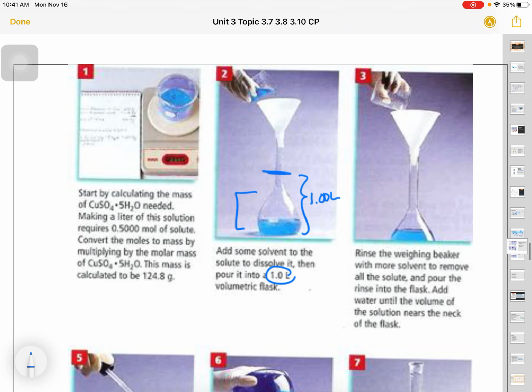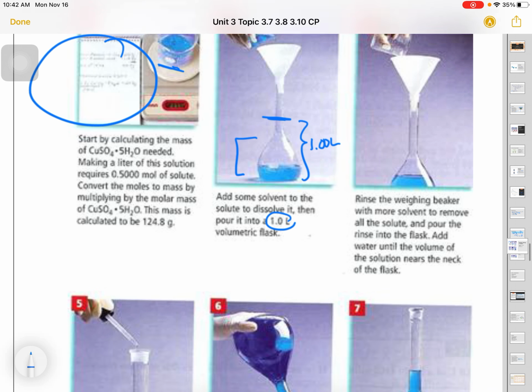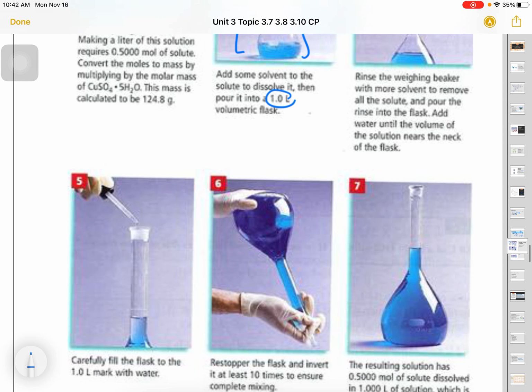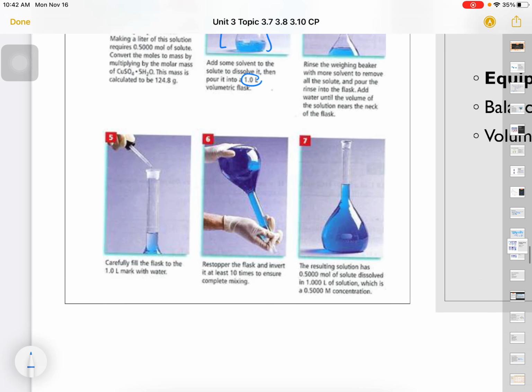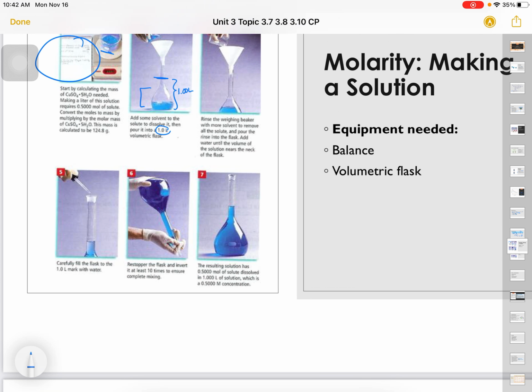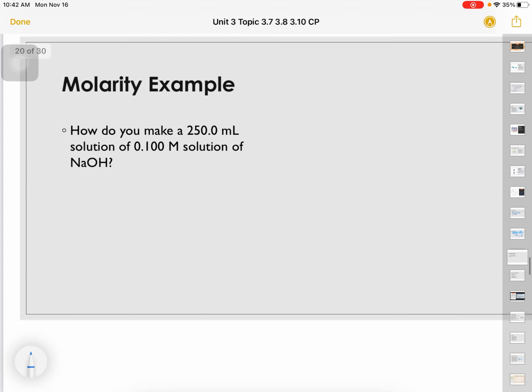So what you would do is you would do all the background calculations first, if you know what molarity you want, and then you would measure out the mass of your solute. You would dissolve it in a little bit of water, and then you would keep filling up to that meniscus mark, and then you would invert to thoroughly mix. So a volumetric flask and a balance, a funnel, something like that.